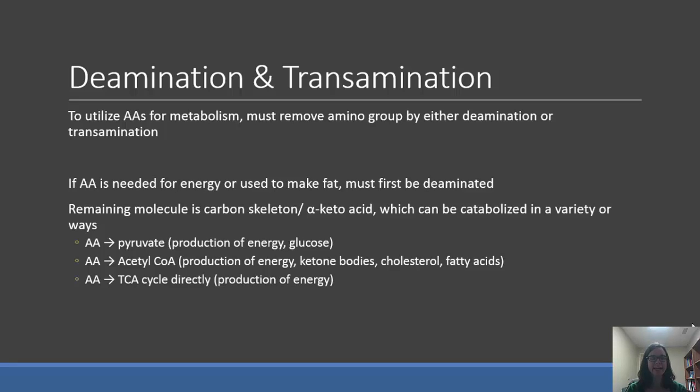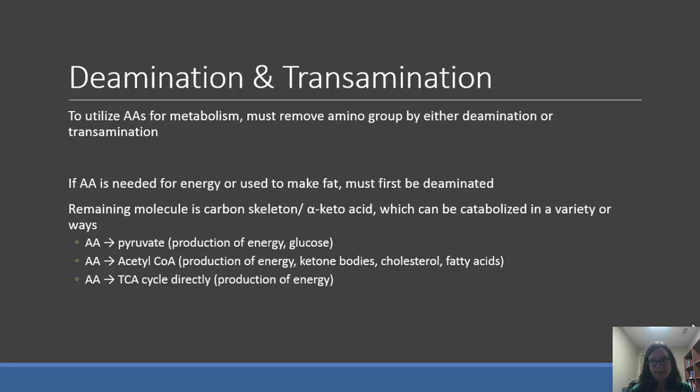Okay, so that brings us to deamination and transamination. Now, to utilize amino acids for metabolism, we have to remove the amino group from the amino acid by either deamination or transamination. So if the amino acid is needed for energy or used to make fat, it first must be deaminated. After we take off the amino group, the remaining molecule is no longer an amino acid because it needs an amino group to be an amino acid. So at that point, it's called a carbon skeleton or an alpha keto acid.